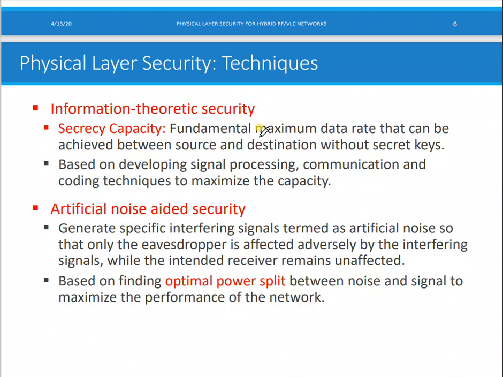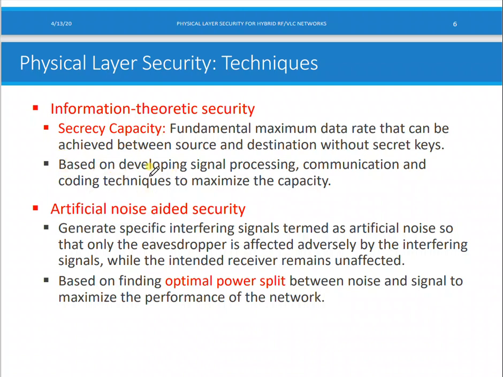Okay, based on developing signal processing, communication and coding techniques to maximize the capacity. The maximum data rate that we can transmit without using any secret keys is the secrecy capacity. So it's based on signal processing, how we process the signal, and it's based on communication and coding techniques.